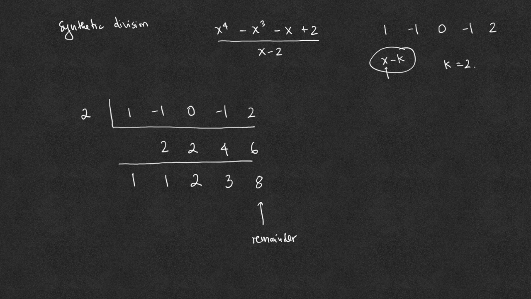And we start moving to the left. Once we obtain the remainder, the rest of the numbers in the last row will give us the quotient. The number next to the remainder is the constant term of the quotient. The number next to it on the left is the coefficient of the x term. Next to it, to the left, is the coefficient of x squared. And then next to it, x cubed.